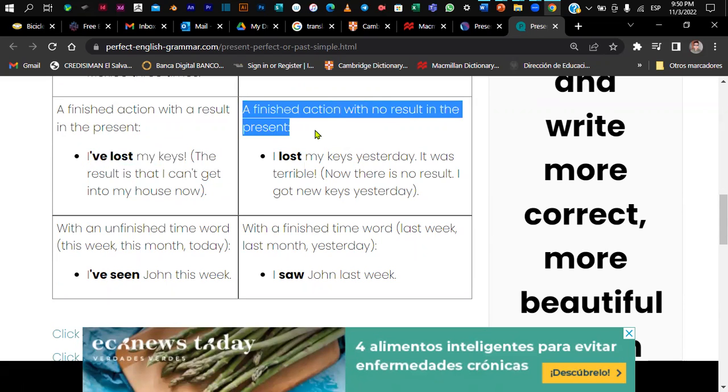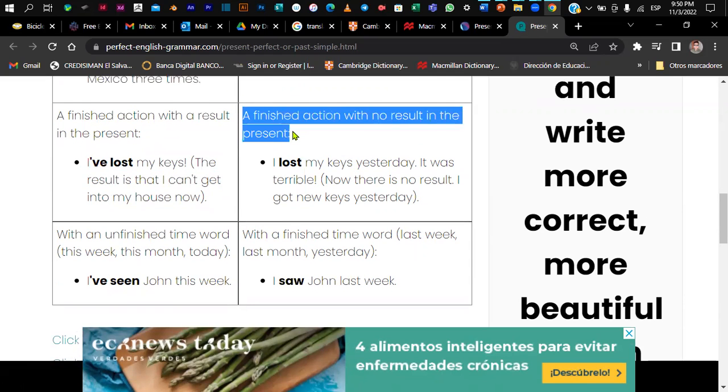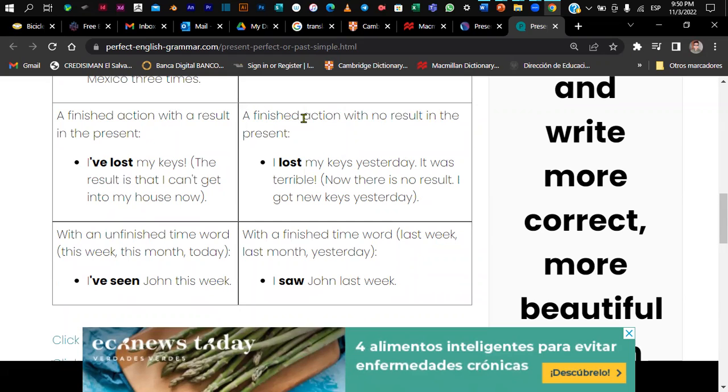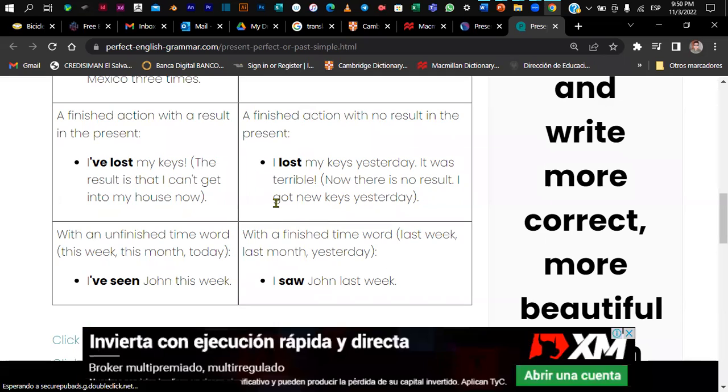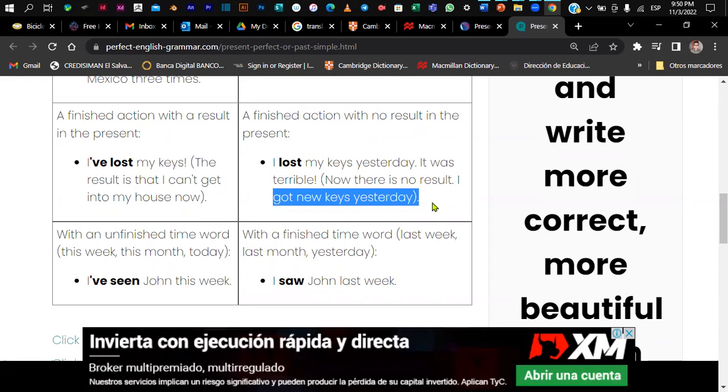And what happens in the simple past? What happens in the simple past? A finished action with no result in the present. Okay, the opposite, with no result. I lost my keys yesterday. It was terrible. Now there is no result. I got new keys yesterday.